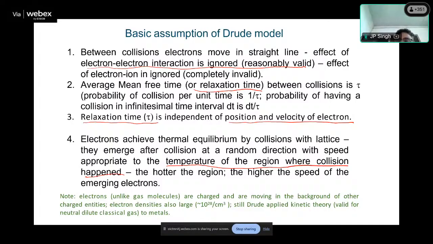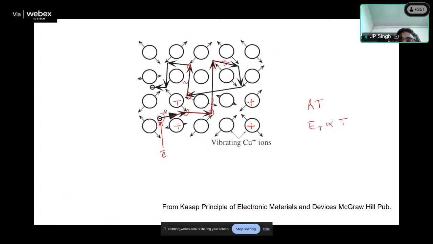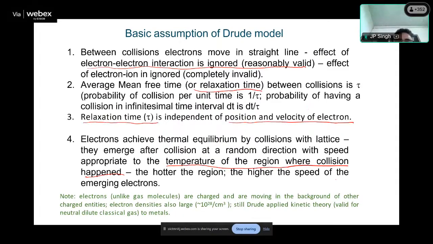So the hotter the region, meaning the higher the temperature, or the more vigorously the lattice ions are vibrating, the higher will be the speed of the emerging electrons. So these are some basic assumptions, or important thoughts, about the Drude model which were taken.